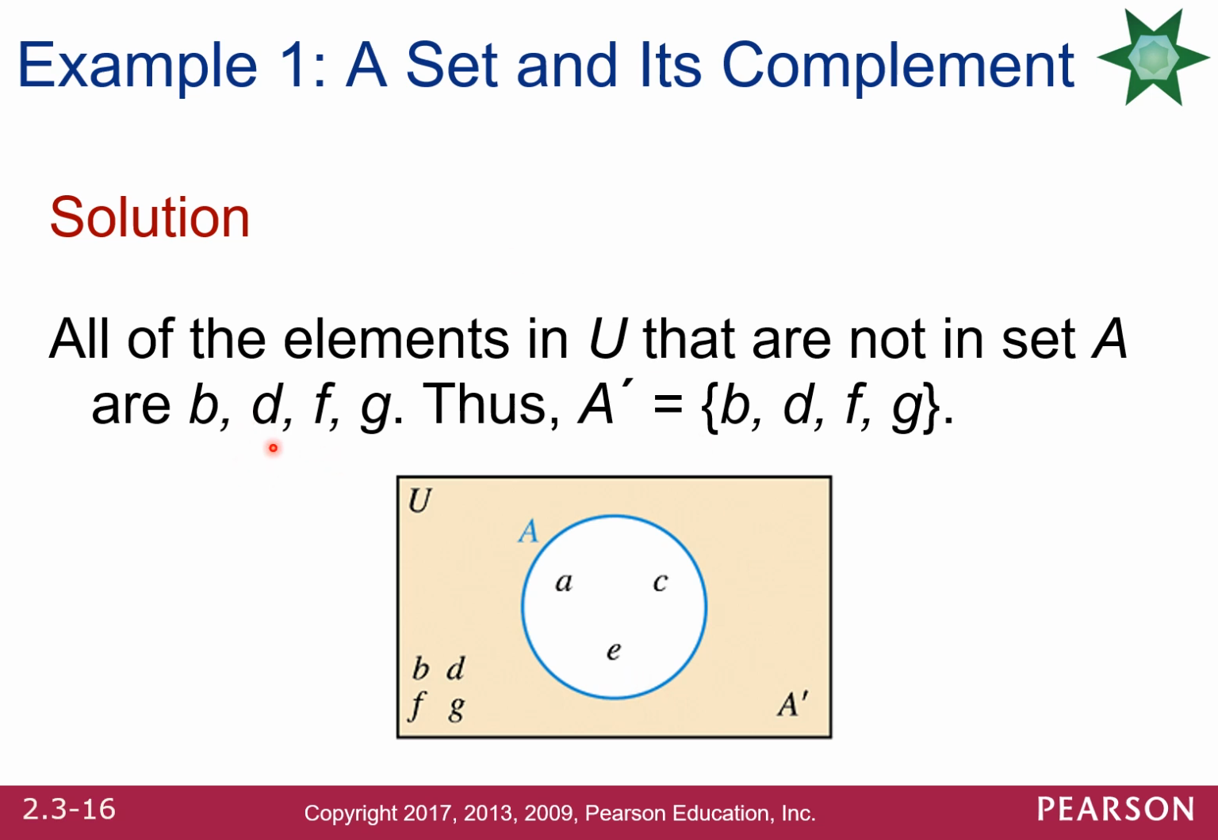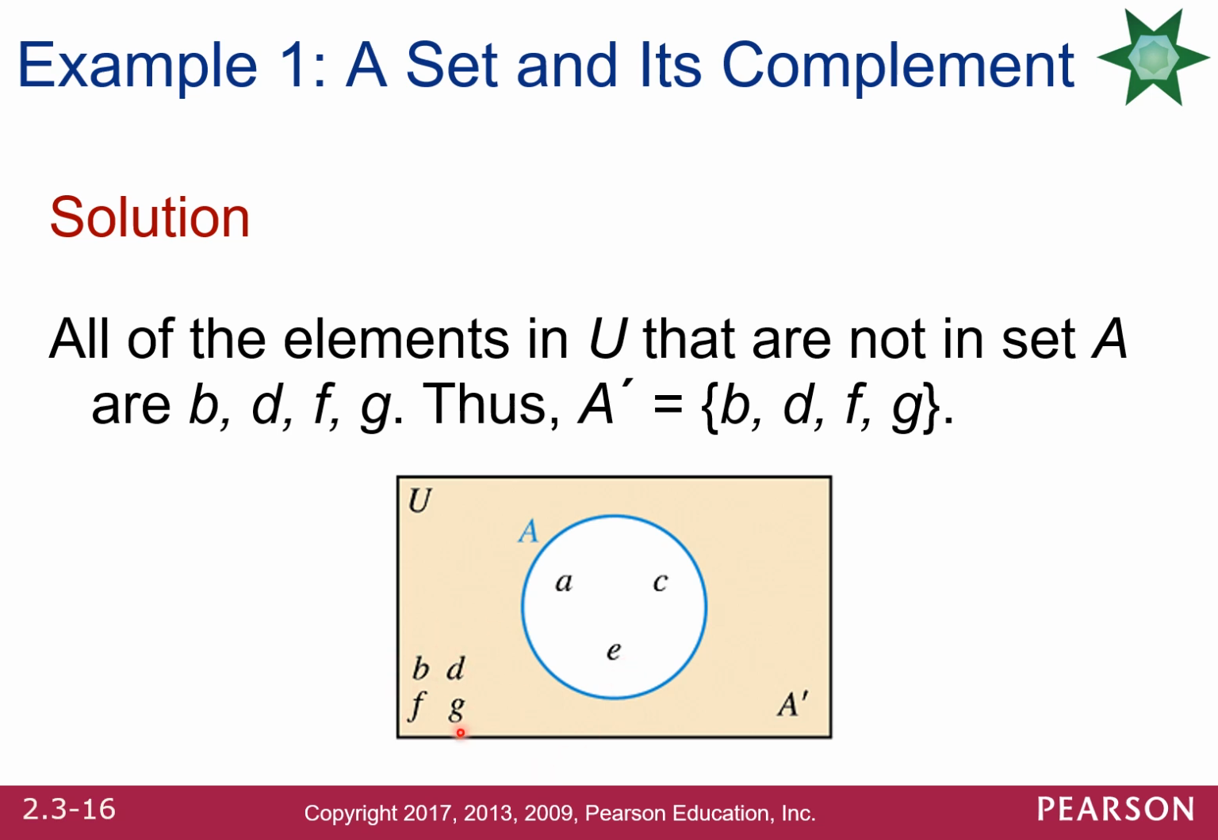So here's the solution. All of the elements in U that are not in set A are B, D, F, G. Those are the exact values we got in the complementary set. A dash equals B, D, F, G. And look, they have drawn it in a Venn diagram with U being within the rectangle.